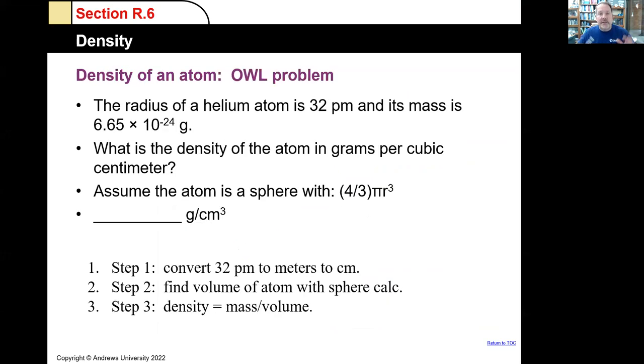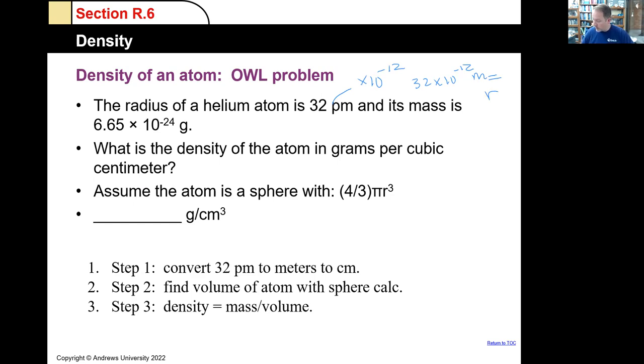Radius. Okay, we're going to find the volume of an atom. Now these are small. The radius of a helium atom is 32 picometers, and remember, pico stands for 10 to the minus 12. So you can think of this as 32 times 10 to the minus 12 meters, and that's its radius. And its mass is 6.6 times 10 to the minus 24 grams. What's the density of the atom in grams per cubic centimeter?